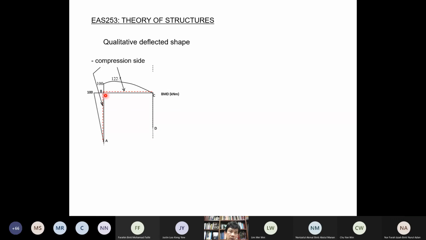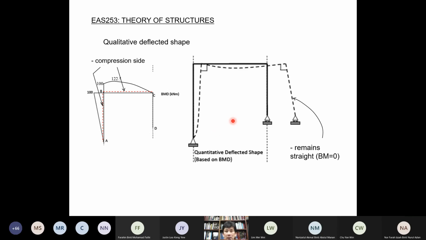Here, the joint is rigid, so it should maintain 90 degrees in the deformed shape. This is a pin, so it shouldn't move. This is a roller. It cannot move up and down, but it can move sideways. So with that information and with the understanding of what is the positive bending moment and that our bending moment diagram is drawn on the positive side, we get this qualitative deflected shape.